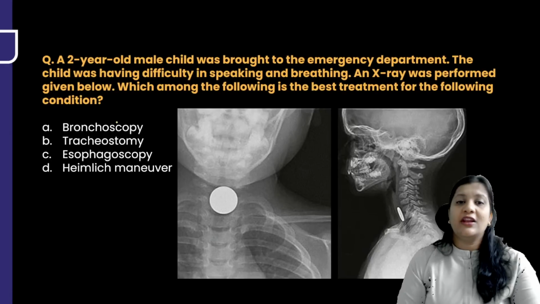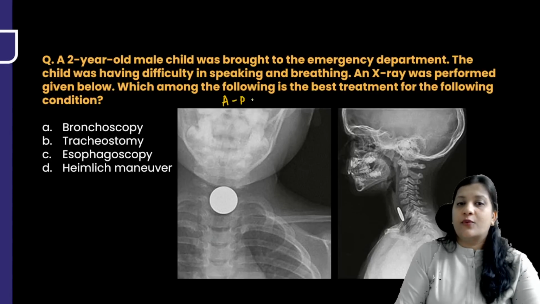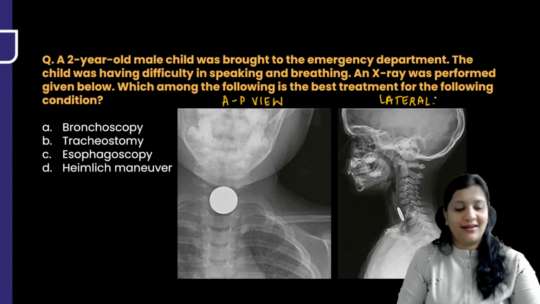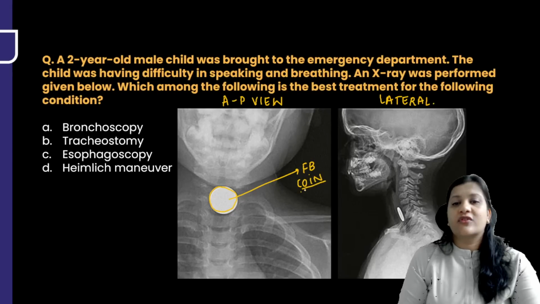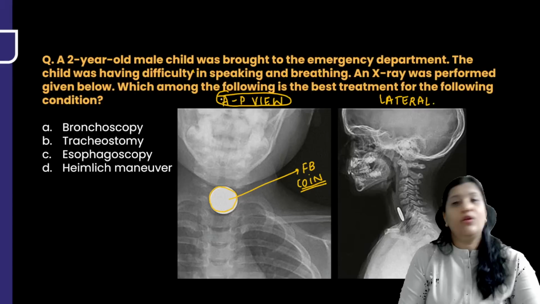They have given you 2 X-rays, one in an antero-posterior view and one in a lateral view. Absolutely right, Amritansh, Lucifer, you're right. In an antero-posterior view, you're able to see definitely there is a foreign body, and this foreign body looks like a coin. But can you appreciate whether this is in the trachea or in the esophagus on the antero-posterior view? No, you cannot appreciate that.